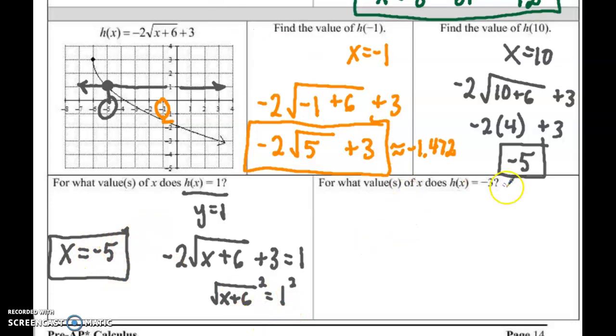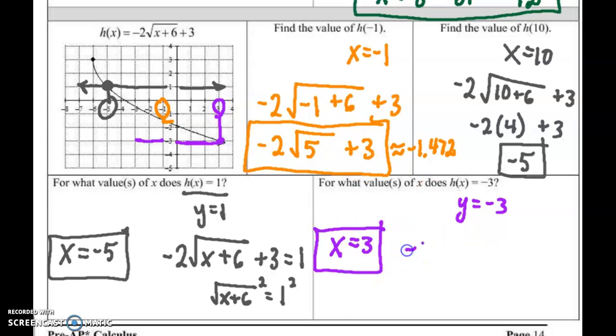And just one last problem here. Again, this is saying y equals negative 3, so draw a horizontal line at y equals negative 3. It looks like it hits perfectly right here, and that is the x value of 3. And you can confirm that just like what I did with the other problem. Take the equation and set it equal to negative 3. Subtract 3 is negative 6, divided by negative 2 is positive 3.